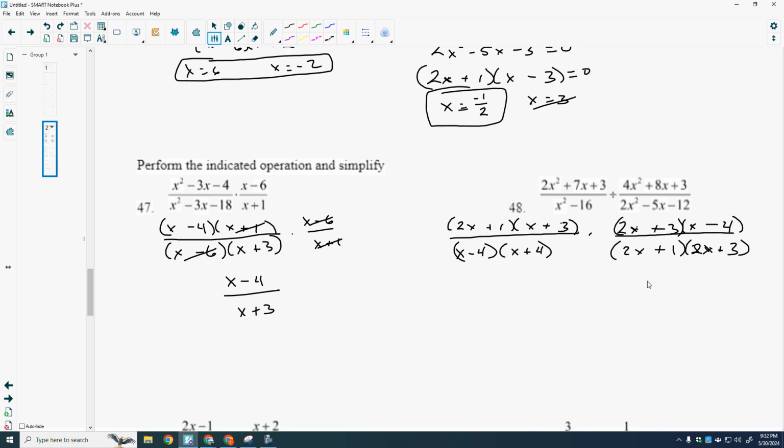Anything on top can cancel with anything on the bottom. 2x plus 3, 2x plus 3, 2x plus 1, 2x plus 1, x minus 4, x minus 4, x plus 3 over x plus 4. And we're done.